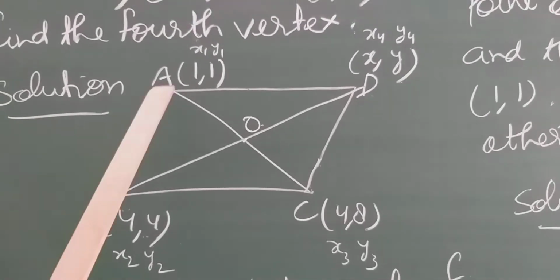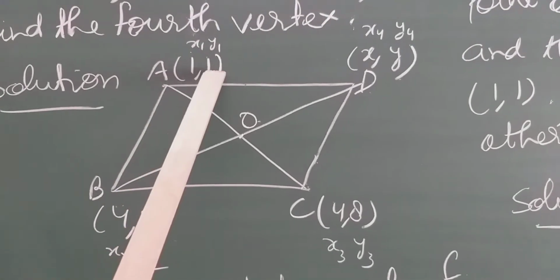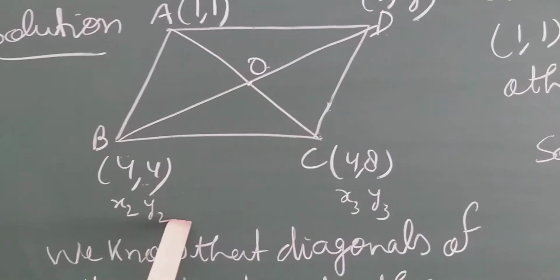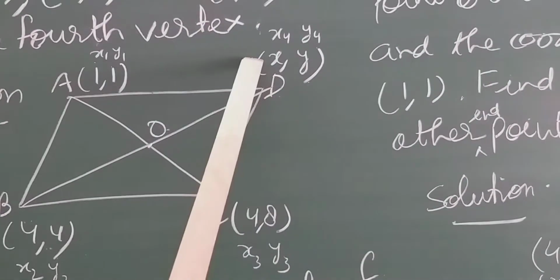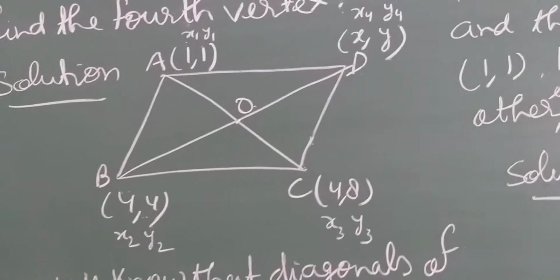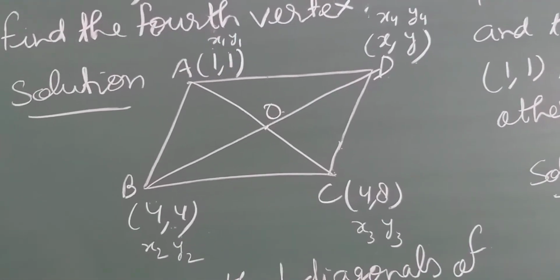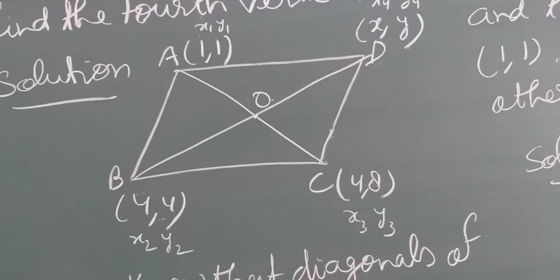So students, coordinates of A will be x1, y1, B, x2, y2, C, x3, y3 and D, x4, y4. So how can we solve this kind of question, student? So this kind of question will be solved by midpoint formula.